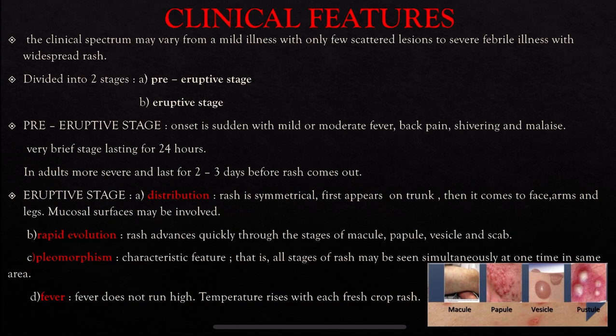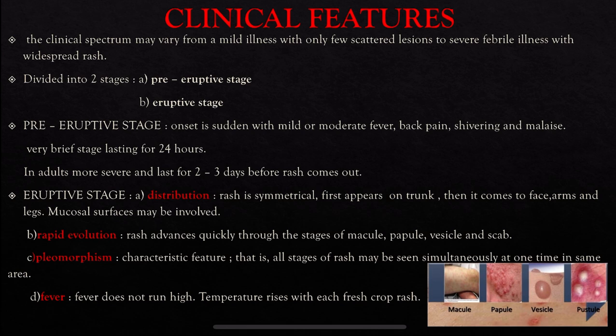The clinical spectrum may vary from a mild illness with only a few scattered lesions, just here and there, to a severe febrile illness. What do we mean by febrile? If a person has an infection and is also suffering with fever. Severe febrile illness with widespread rashes: he is having severe, high fever and widespread rashes.